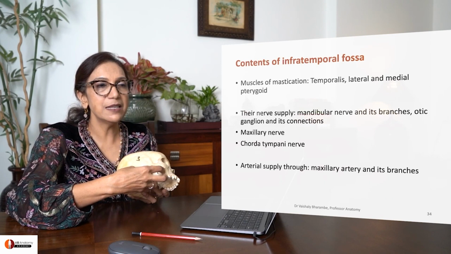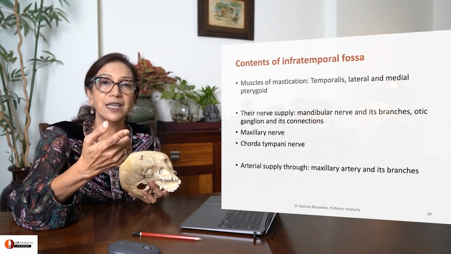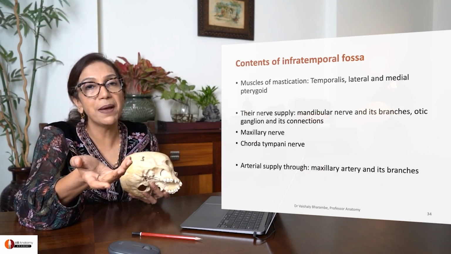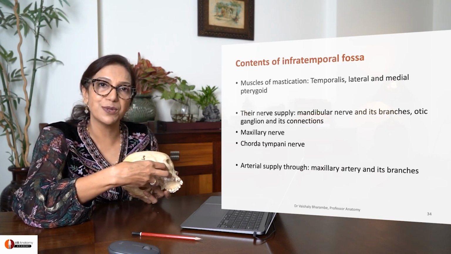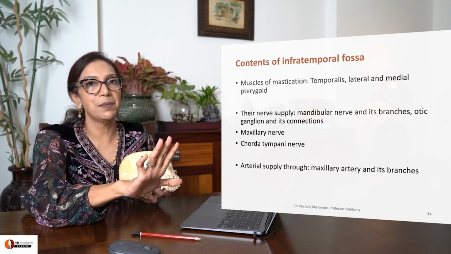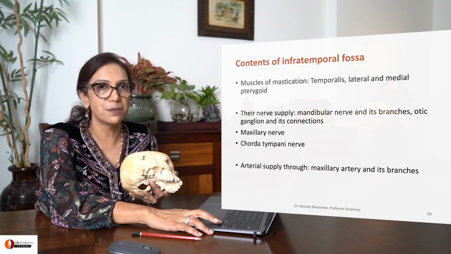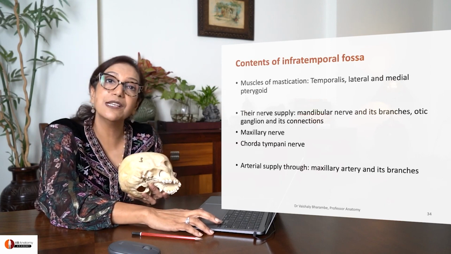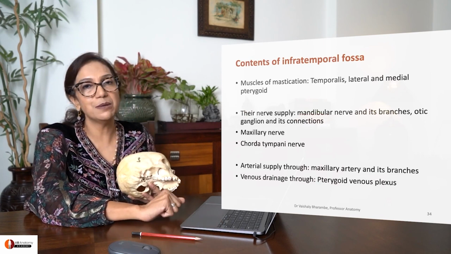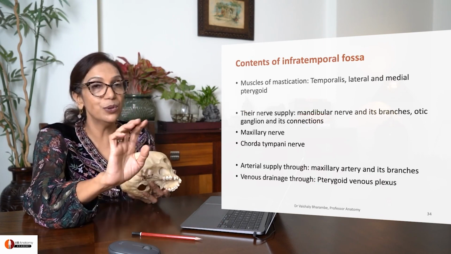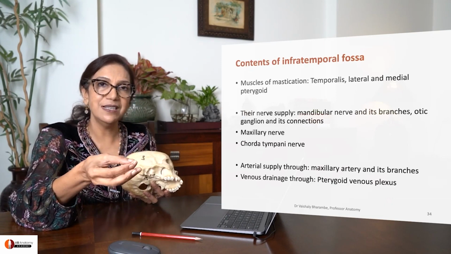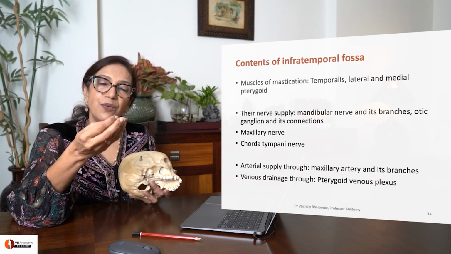Fine. Arterial supply, you saw third part of maxillary artery in the pterygopalatine fossa. Where is the first and second part, ma'am? It's in the infratemporal fossa. So infratemporal fossa contains the first and second part of maxillary artery along with its branches. If there is an artery, there has to be a vein. So which venous plexus? Pterygoid venous plexus. Now ask yourself, do you know the contents of infratemporal fossa? Yes, you do. Muscles, nerves, arteries, veins.